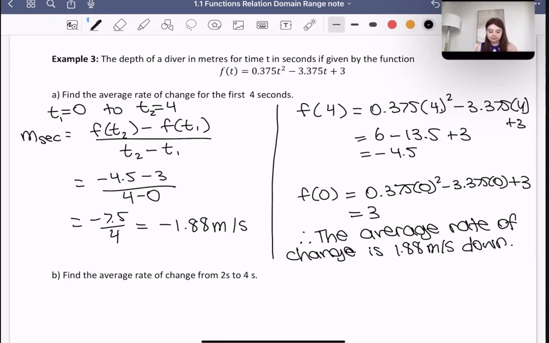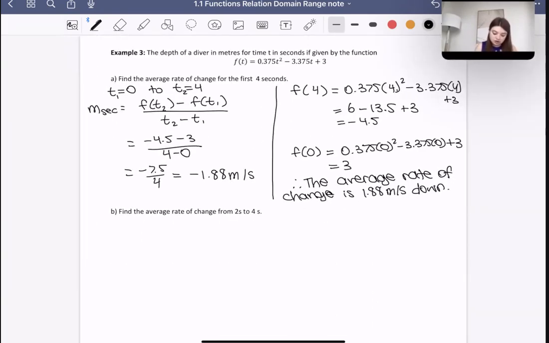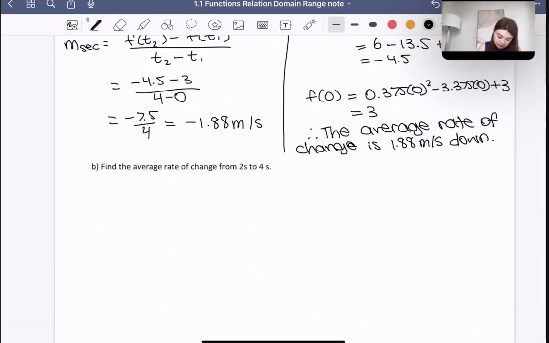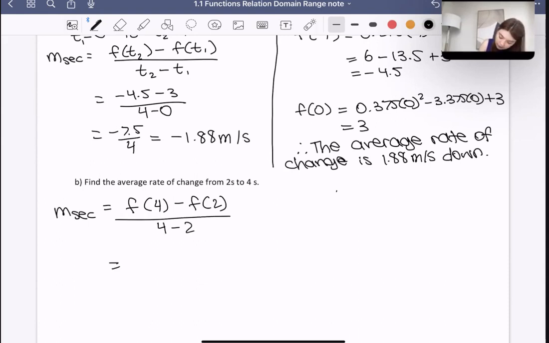Okay, let's move on to B, and it asks about the average rate of change between 2 and 4. Okay, so to do this, we first need to find f of 4 minus f of 2 over 4 minus 2. Now we already know what f of 4 is. We already know that f of 4 is negative 4.5 because we already found it, so there is no point in finding it again. But we must find f of 2.